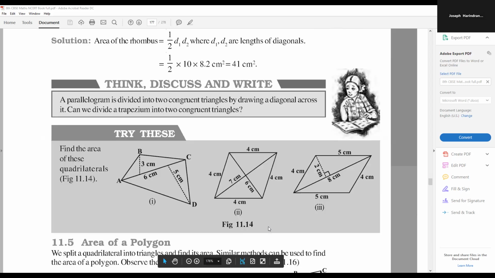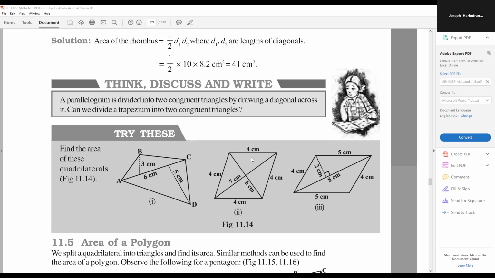Here are some of the figures in the book. You have to try them out. Area of these quadrilaterals. What do we say about the first figure? It's a general quadrilateral. 6 centimeters is the length of the diagonal. So what would be the area of this ABCD quadrilateral? The heights are given, 3 centimeter and 5 centimeter on one of its diagonals, AC. So half into 6 into 3 plus 5. That's all. 8. 6 into 8, 6 8 are 48. Half into 48, 24 centimeters square.